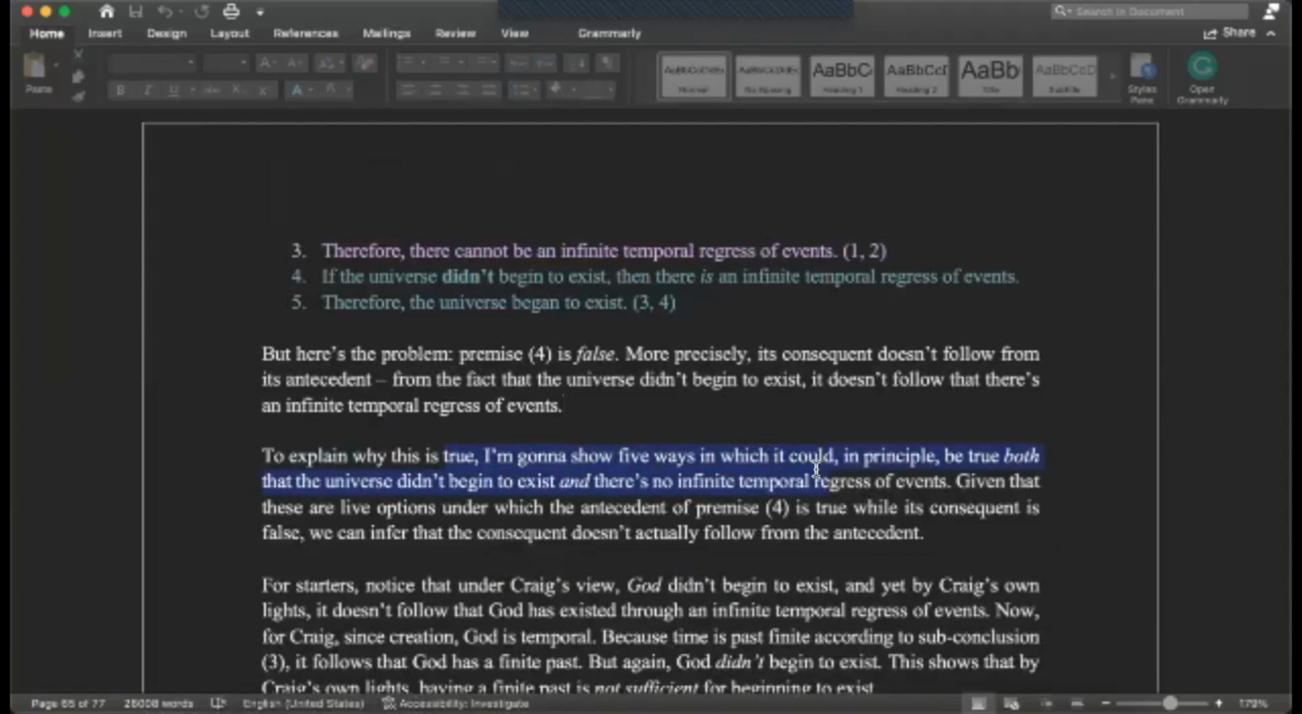both that the universe didn't begin to exist and there's no infinite temporal regress of events.